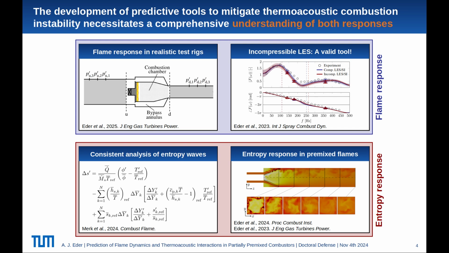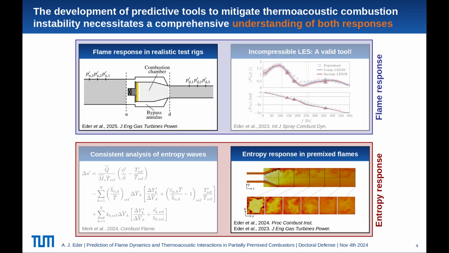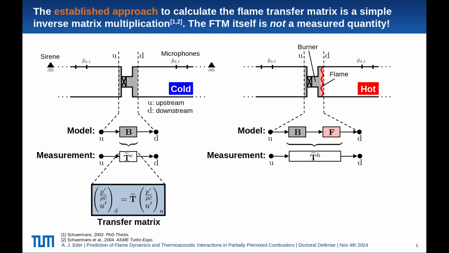And last but not least, we studied the generation, the transport and the dispersion of entropy waves in fully and partially premixed flames and confirmed that equivalence ratio perturbations are the dominant mechanism for entropy wave generation in partially premixed flames and demonstrated the existence of 2 generation mechanisms in fully premixed flames where one of them was previously unknown. Due to time constraints, I can only focus on these 2 building blocks. If you are interested in the remaining 2, I refer you to my thesis. So let's focus first on the first building block.